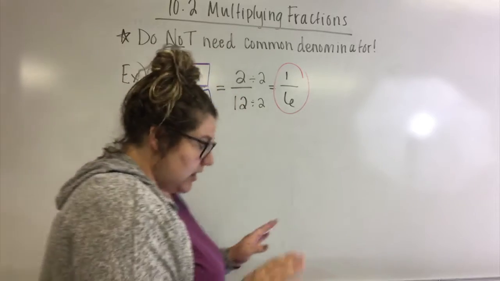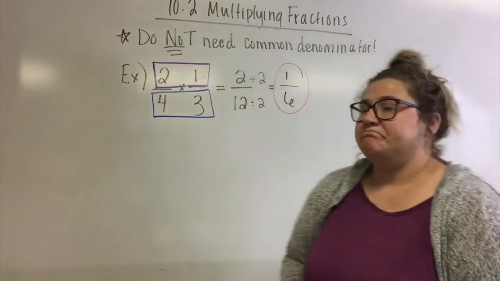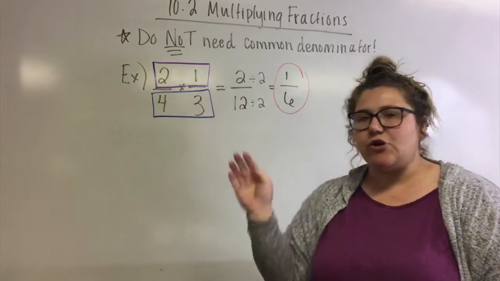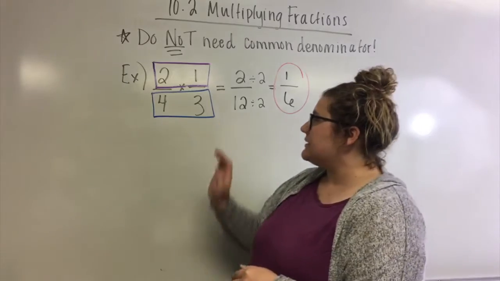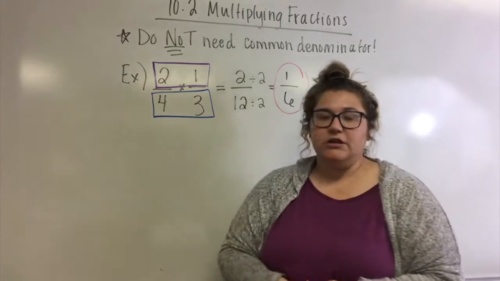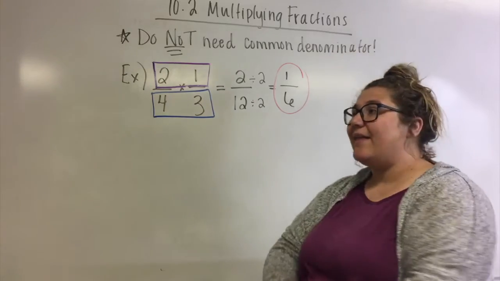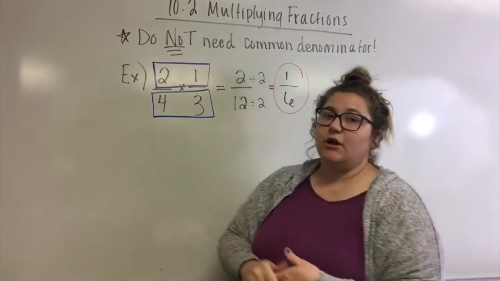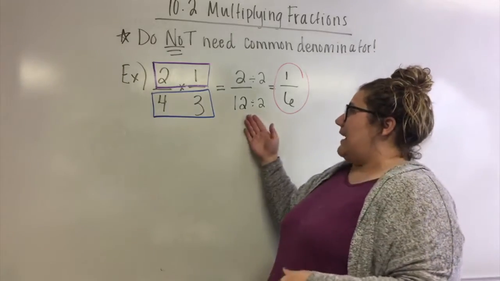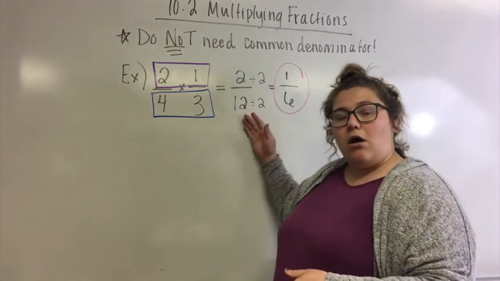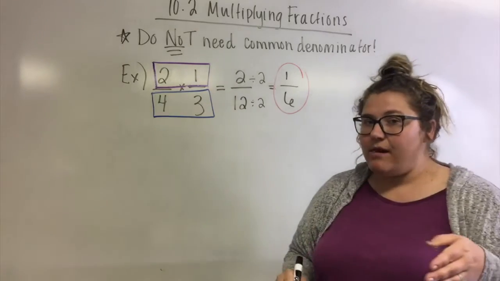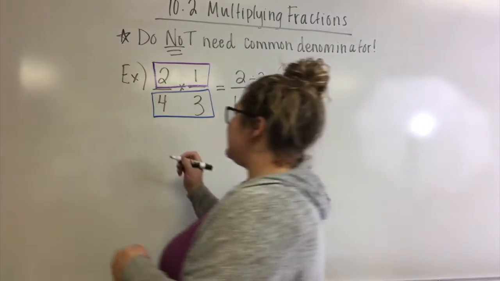So, our first step is multiplying the numerators straight across. Second step is to multiply the denominators straight across. And then, once we get our answer, our third step, if we need it, is to simplify or reduce our fraction, our answer. So, let's take a look at another example.